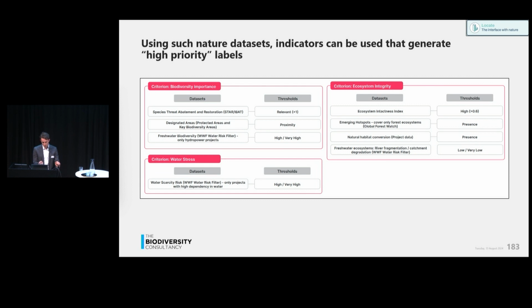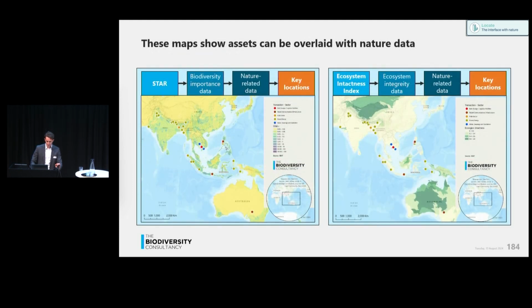Given time, I won't go into explaining what that meant, but for example, the presence in Global Forest Watch of emerging hotspots in forest ecosystems, natural habitat conversion, and the idea that freshwater ecosystems were anything more than very low or low in terms of their fragmentation. All of these things were set as thresholds to say, okay, what does that mean when you combine them all together for the sites that existed? So we can develop methodologies off the back of that. And then this is all of the assets mapped.